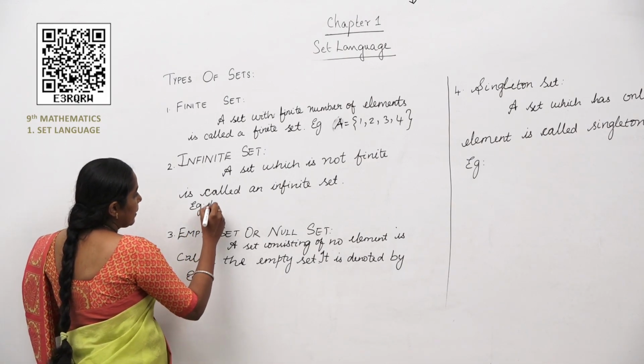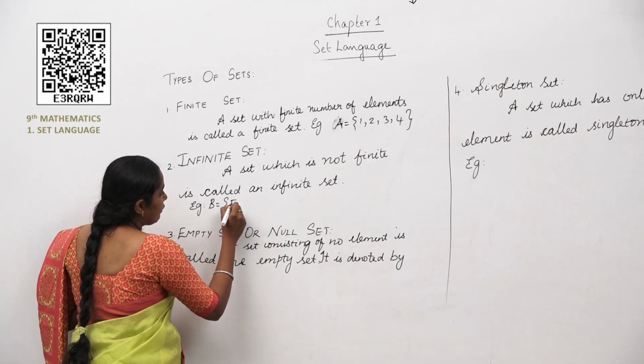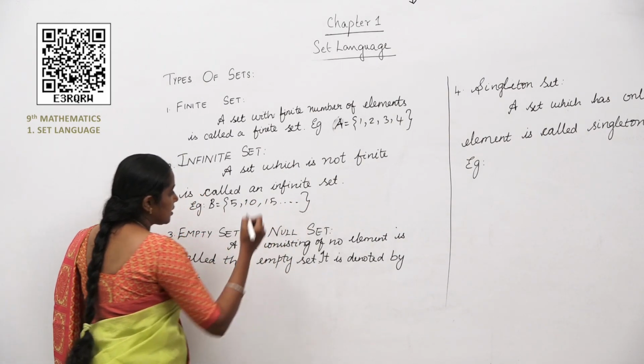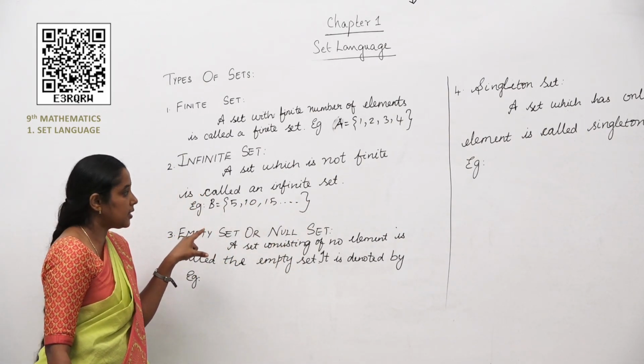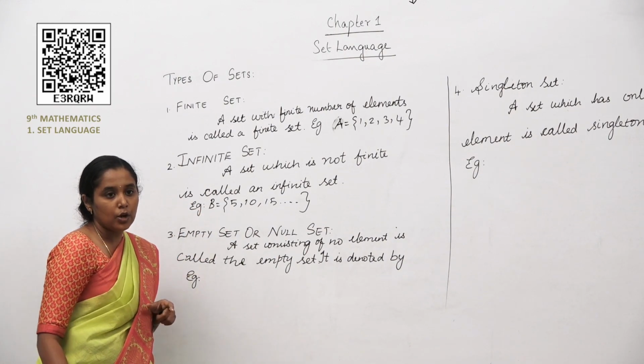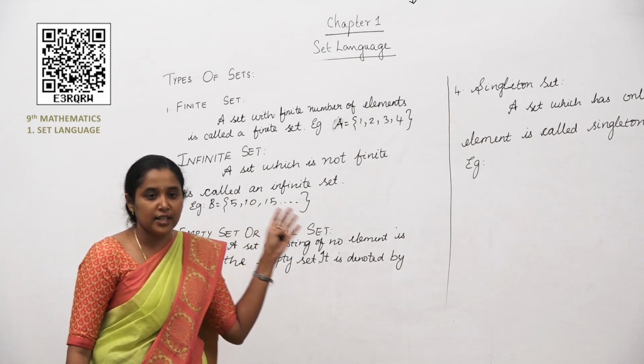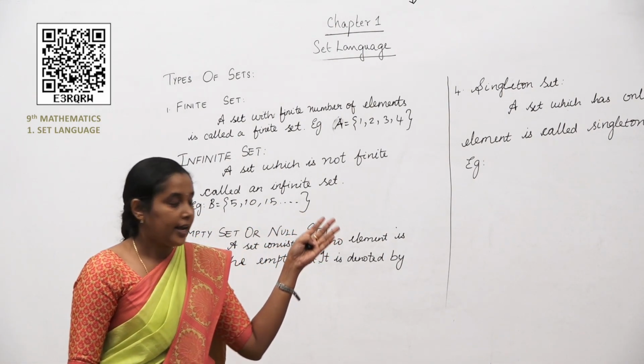For example, B is equal to {5, 10, 15, etc.}. What is this set B? It is the set of multiples of 5. It goes on: 5, 10, 15, 20, 25, etc.